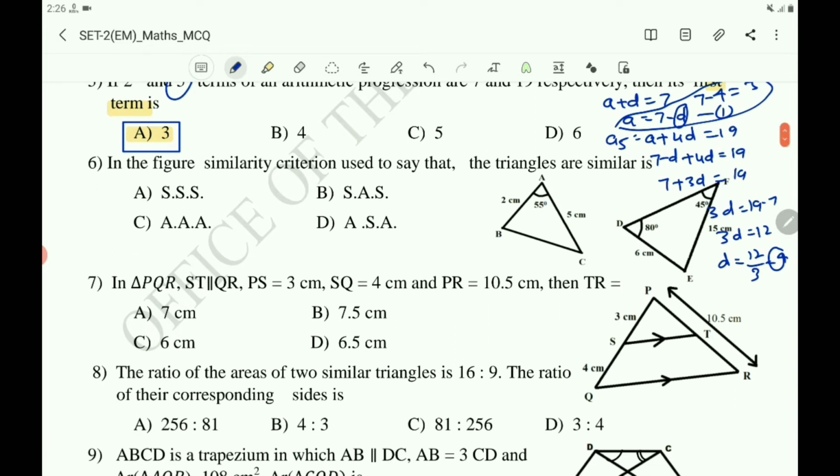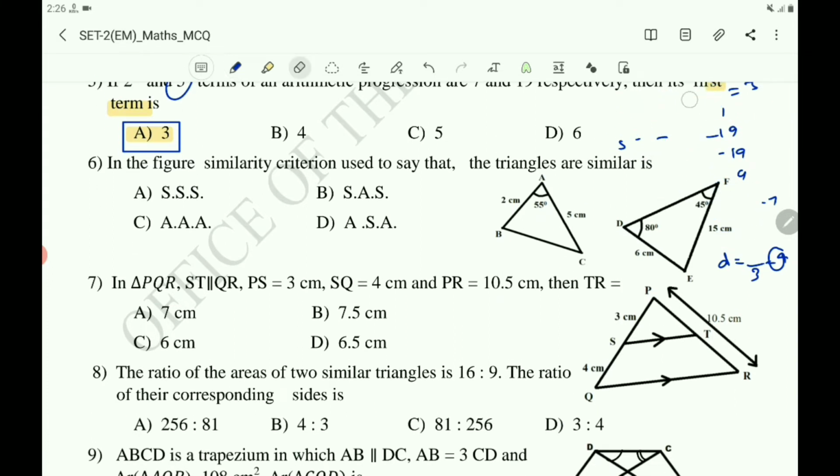Next you take question number 6. In the figure, the similarity criterion used to say that the triangles are similar is? Here two angles are given. Get the third angle. That is 180 minus the sum of 80 and 45. That is 180 minus 125, which equals 55. So you got that this angle is 55 degrees.